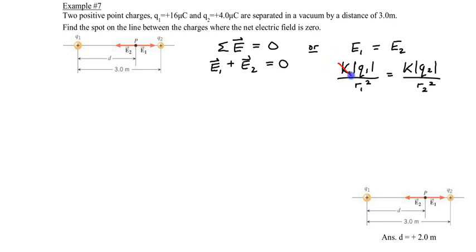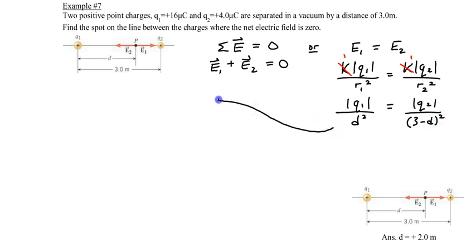I suppose you can cancel out Coulomb's constant. And so we'll now have Q1 all over R1. Now R1 in this case will be just D squared as we've labeled here. And then for R2, that would be the distance of 3 minus D to get that distance in here. So 3 minus D quantity squared.